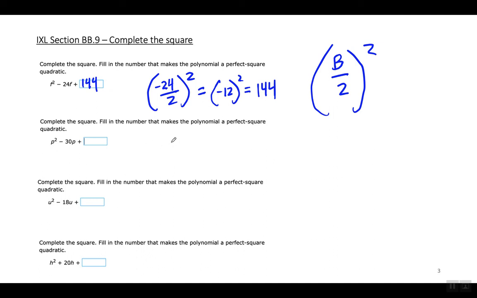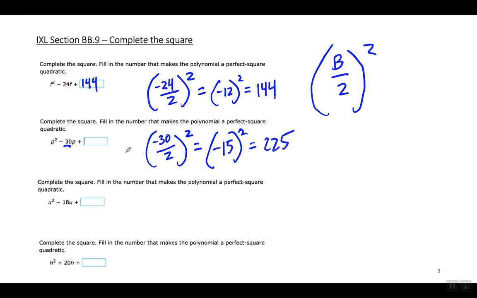Okay, so for the next one, again, whatever b is, divided by 2 and square it. In this example, b is negative 30. So you're going to divide negative 30 by 2 and then square it. Negative 30 divided by 2 is negative 15, and negative 15 to the second power is 225. Let me try to speed it up so I can get to the only tricky ones.